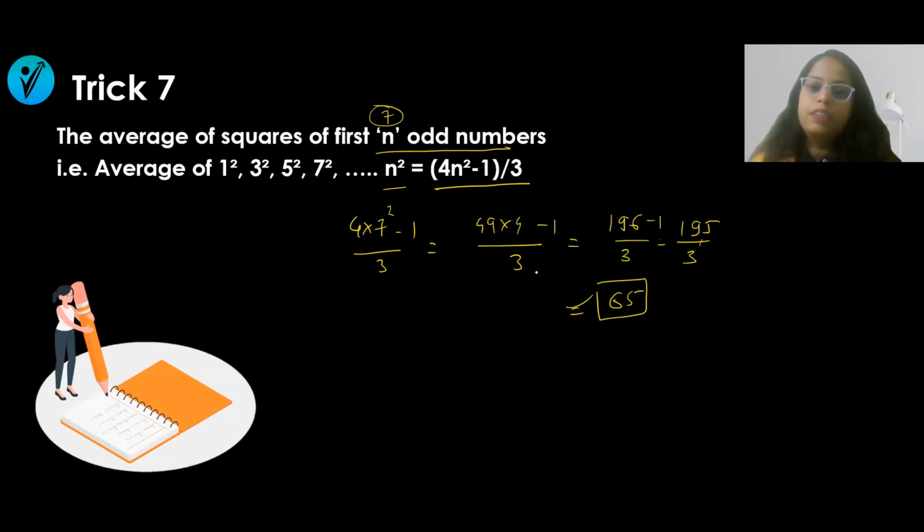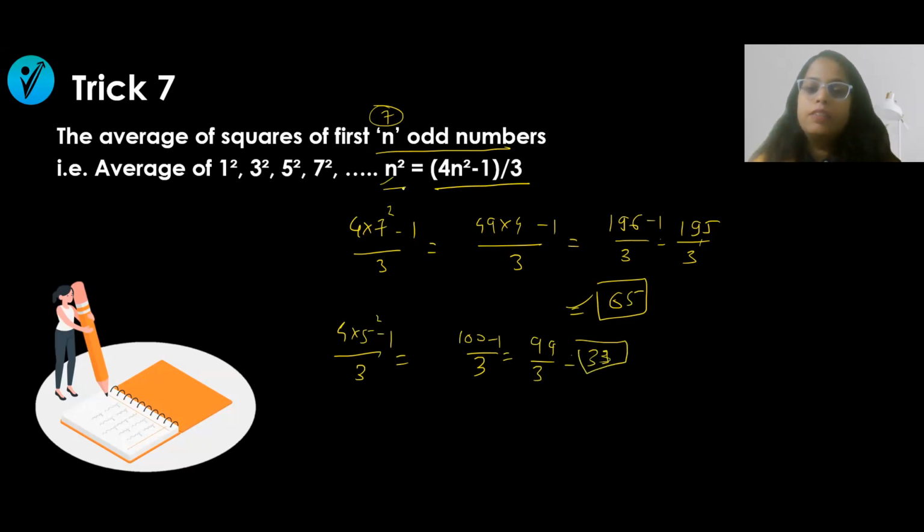If you have to take the first 5, you will take 4 into 5 square minus 1, whole divided by 3. So 5 square is 25, 25 4s are 100, 100 minus 1 by 3 means 99 by 3. So your average will be 33.